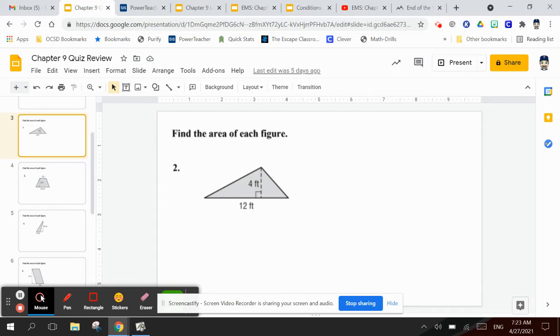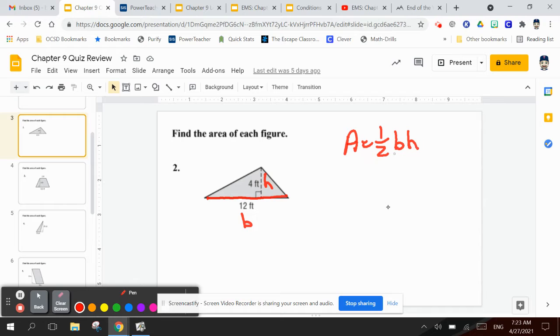Example number 2 is a triangle. So a triangle is simply half of a parallelogram. So the area equals 1/2 times the base times the height. So again, here's my base, which means bottom. My height, here's my angle. So my height is the tallest point to my base.